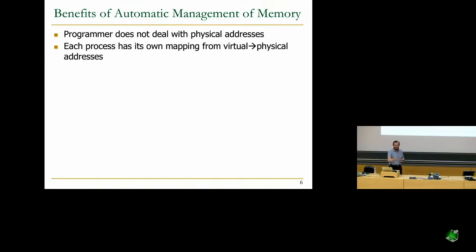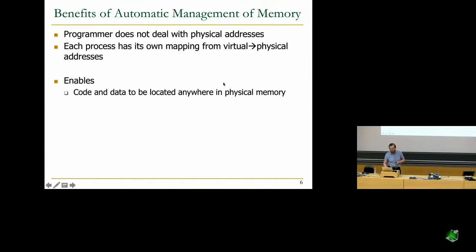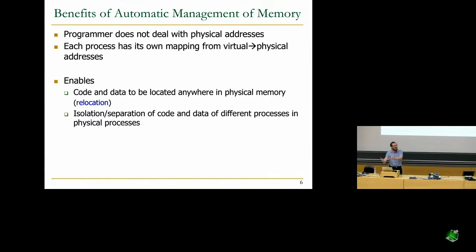So if you actually have an automatic management layer, you can fix that. Automatic management enables code and data to be located anywhere in physical memory because you can take a virtual address and map it anywhere you want. Whereas if you didn't have this, the programmer has to specify, oh, code goes here, data goes here, and some other process should not touch it, right? That's a very hard thing to do. So there are relocation benefits, and whenever you load the program again, it could go somewhere else.